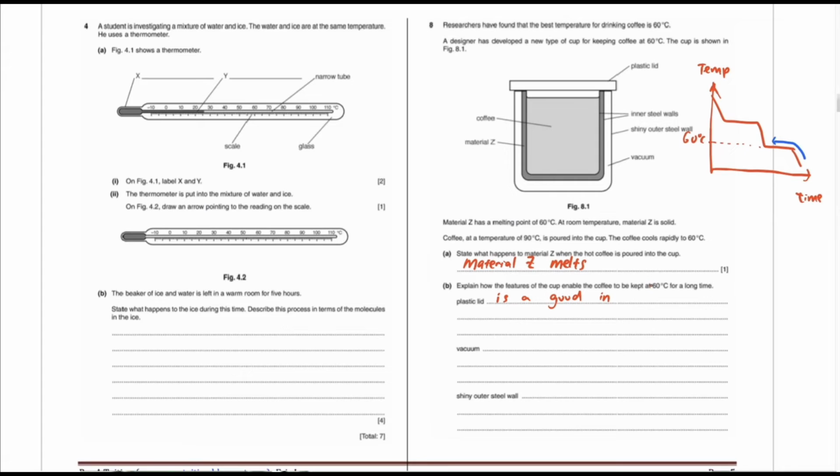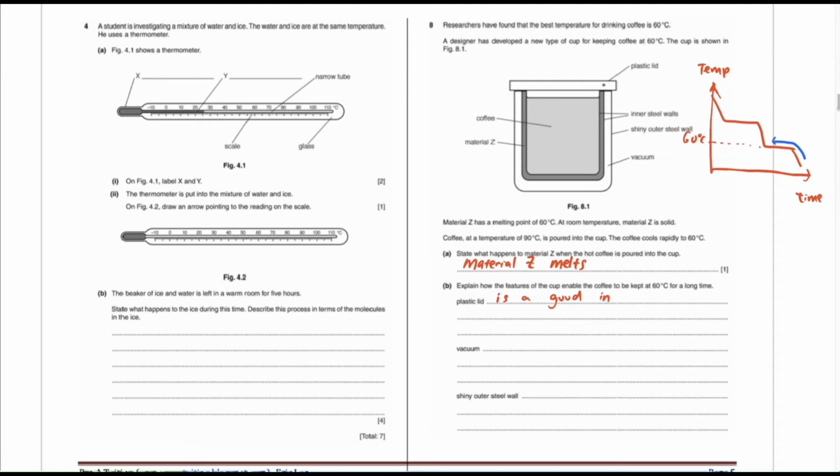Either they are matte black, white, or silver. Okay, so if it's silver, then it reflects. So they never say what kind of color this plastic is. Isn't it that plastics naturally won't let the heat through? It will like trap the heat.